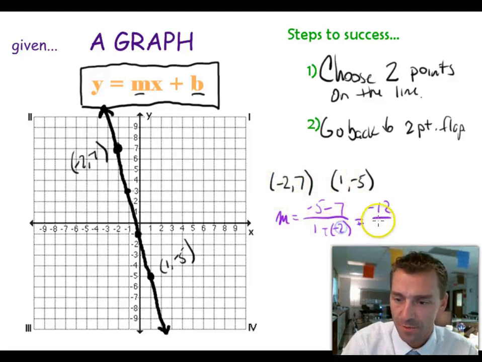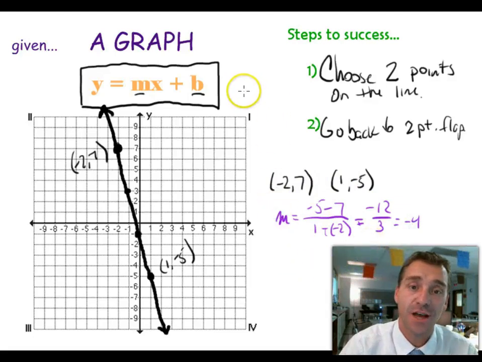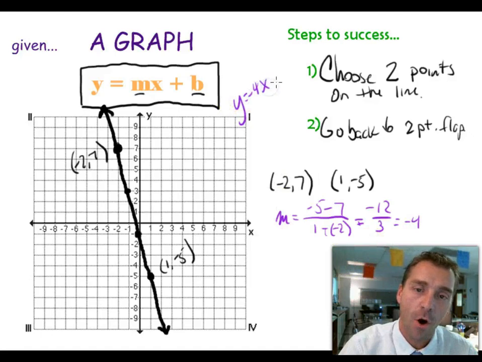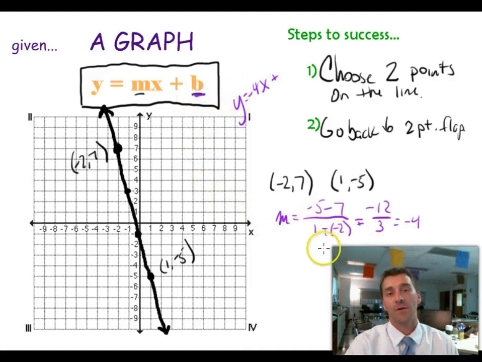And this would make it 3 on the bottom. So the slope is -4. So I'm actually kind of halfway home. I have y equals -4x. All I need to figure out is whatever b is. I have the slope. How do I find that?